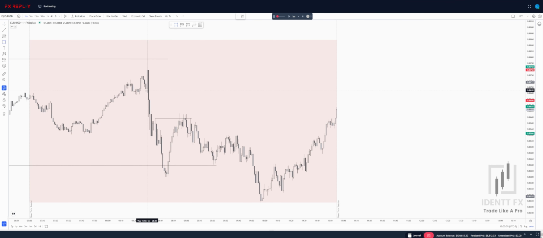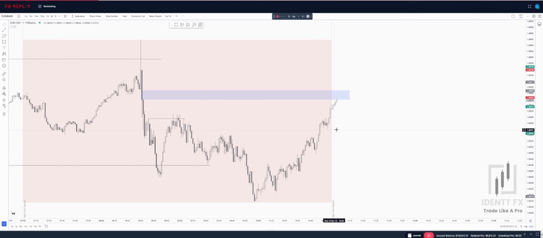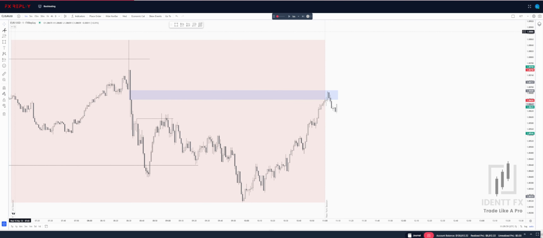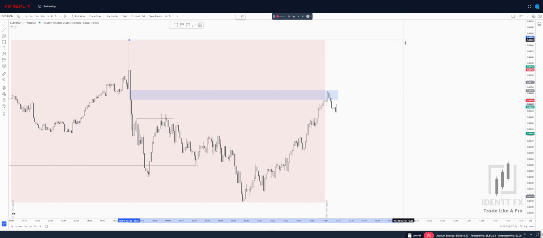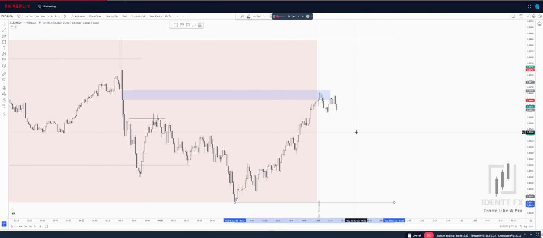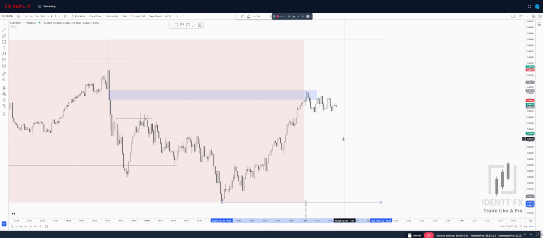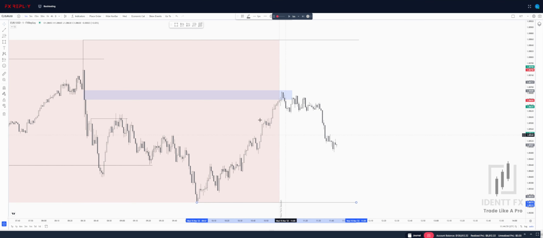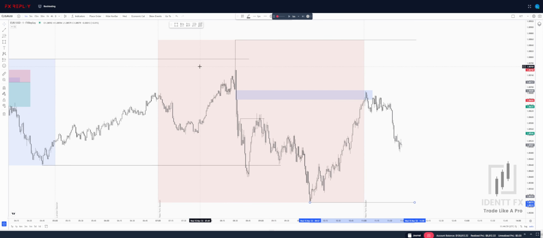So we will likely see this being mitigated, but then I think price action will likely slow down quite a lot because now our liquidity is resting all the way above here, all the way down here. So it is 11, we will likely see the market slowing down, being rangy, and that's exactly what it's doing. So no trades here in the New York session.